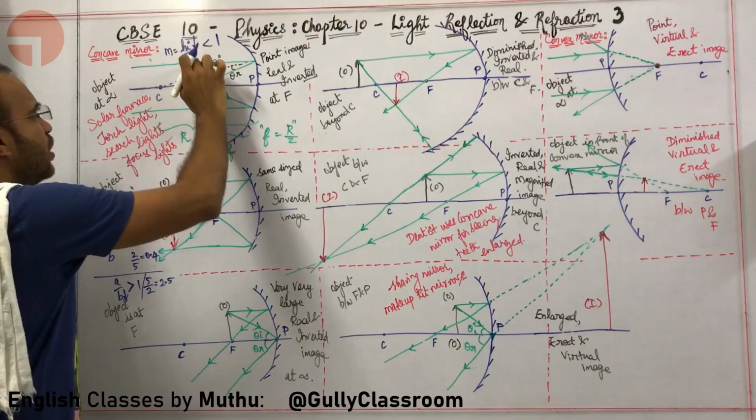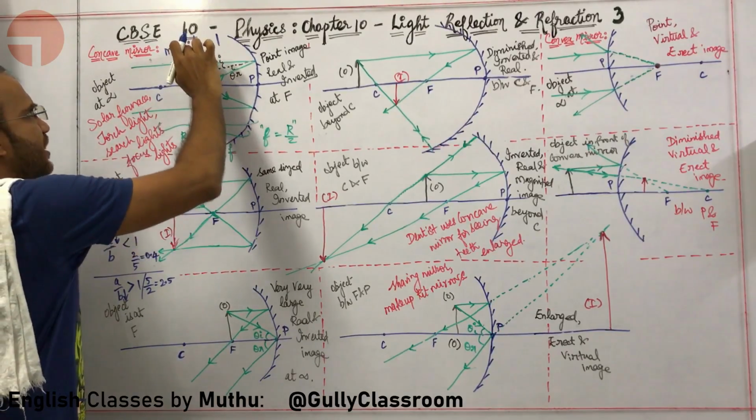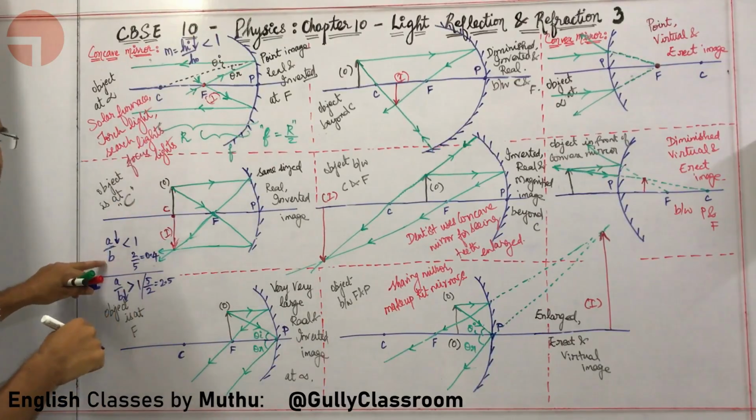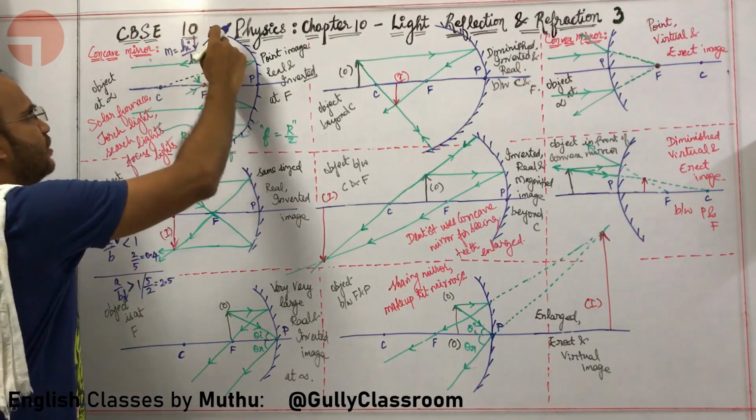Magnification is hi by ho. Here it is a point image, so the height of the image is going to be less. Here the numerator is less. If the numerator is lesser than the denominator, automatically that entire value is lesser than 1.